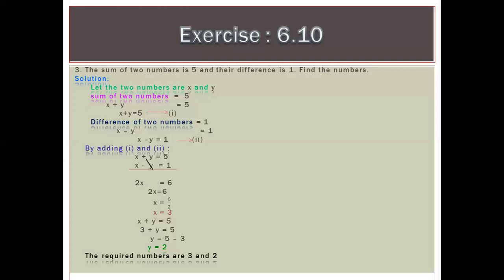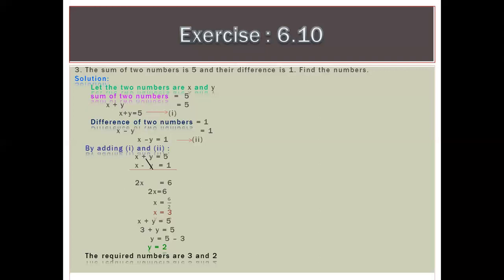The next portion, and their difference is 1. It means the numbers are the same, x and y, but their difference. Now difference means we subtract the numbers, x minus y. Again is means we put the equal sign. X minus y is equal to 1.